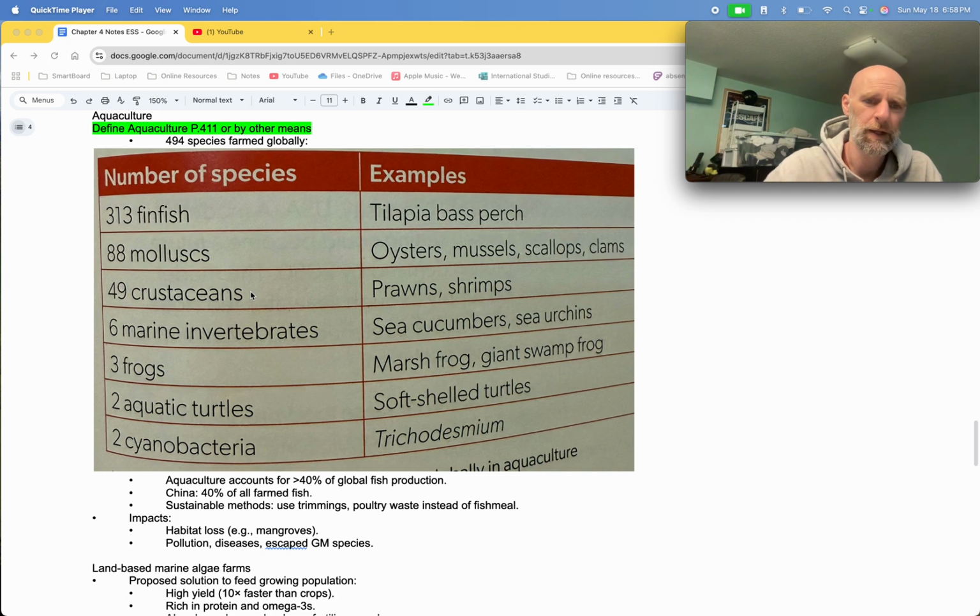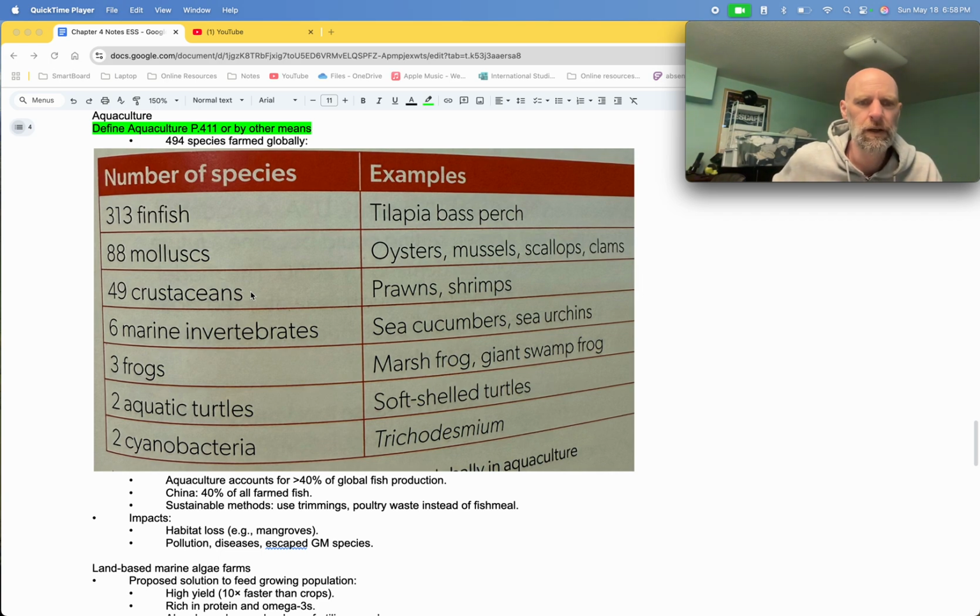So, anyway, aquaculture accounts for over 40% of global fish production. That means over 40% of your fish come from fish farms. China's 40% of all farmed fish. China loves some farmed fish. A lot of their fish, though, I think it's carp or catfish.